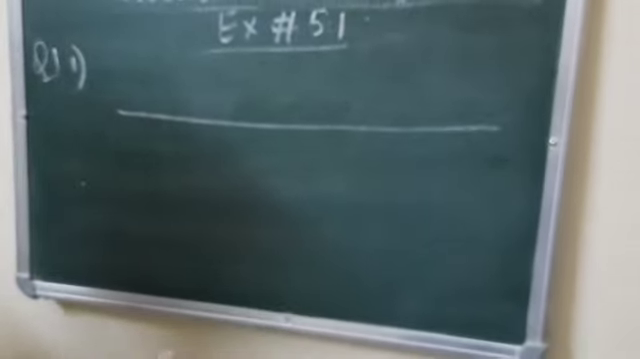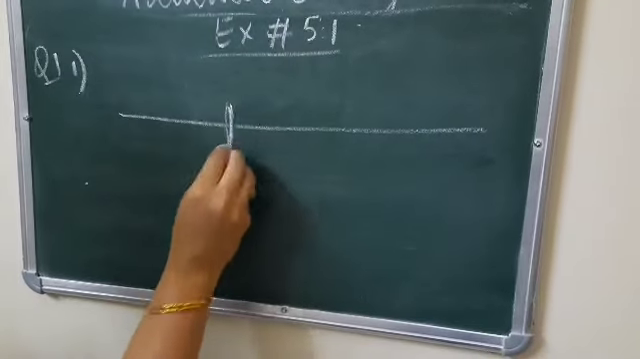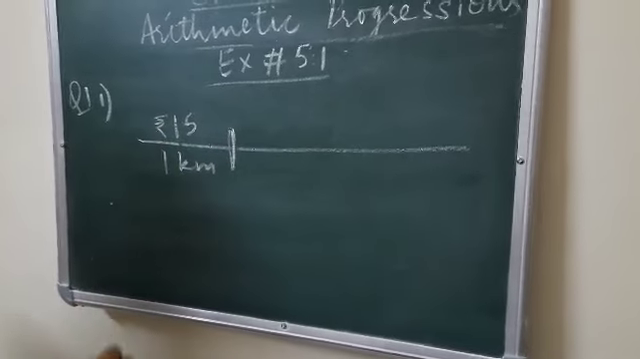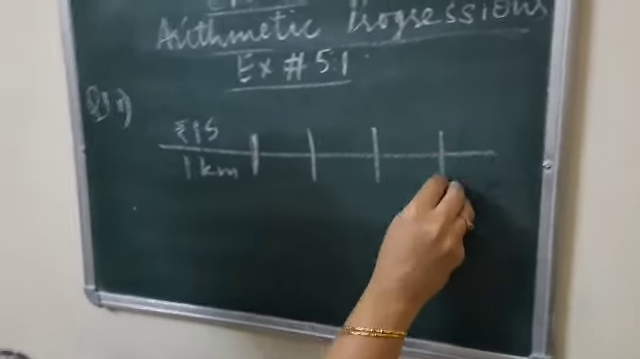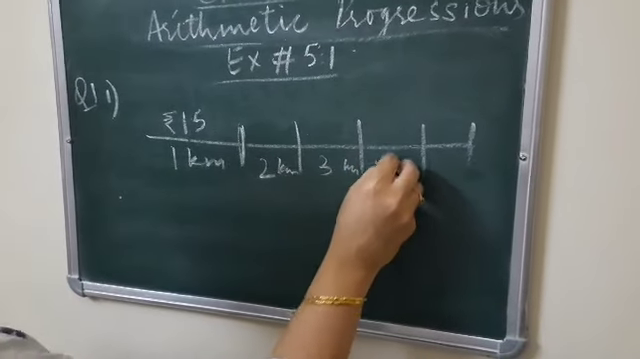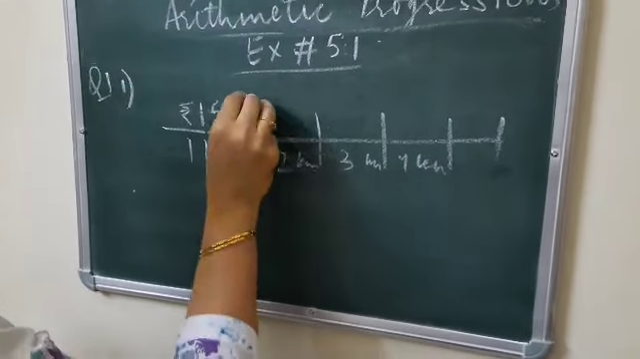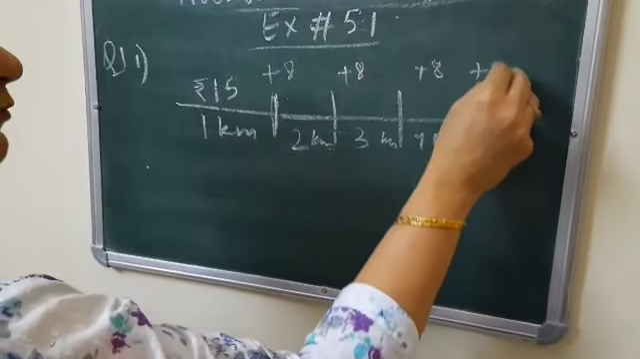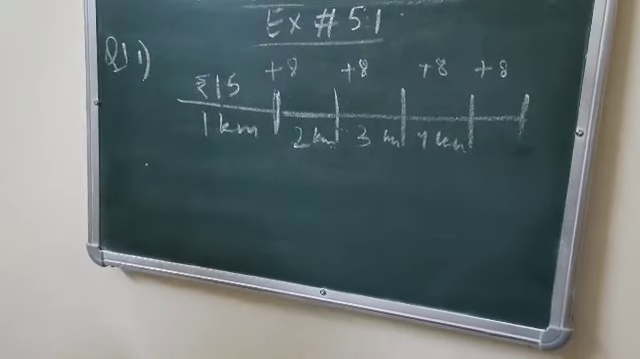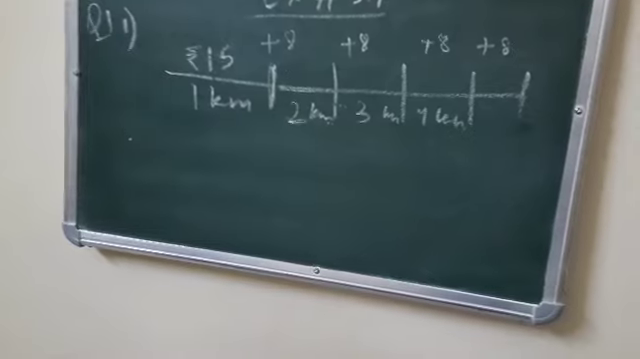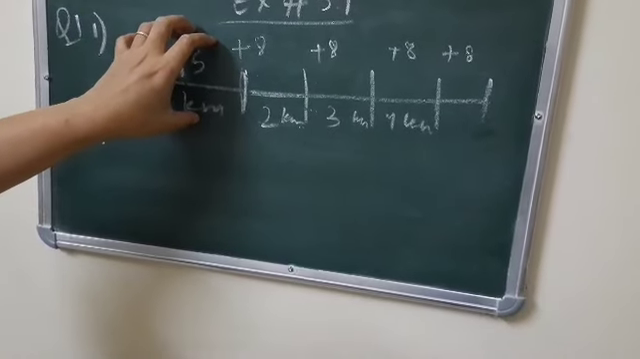This taxi has to move, and the fare, that means the kiraya of the taxi, what is it? For the first kilometer, when it moves for the first kilometer, the person has to pay 15 rupees. For every other kilometer, 2 kilometer, 3 kilometer, 4 kilometer, 5 kilometer, the person has to pay 8 rupees more. That is, rupees 8 will be continuously added if your distance is increasing. Is the question clear? The first kilometer the person will pay 15 rupees.